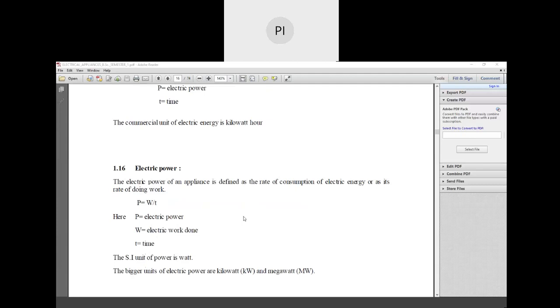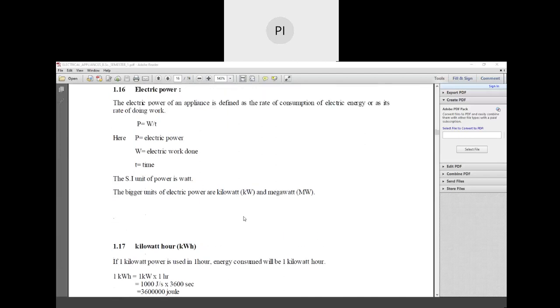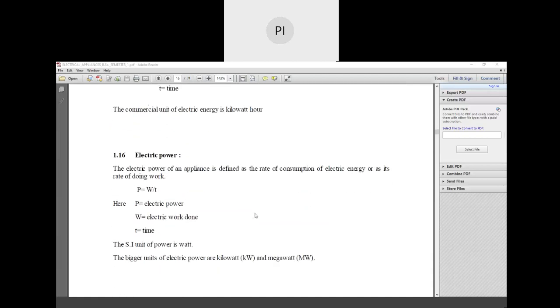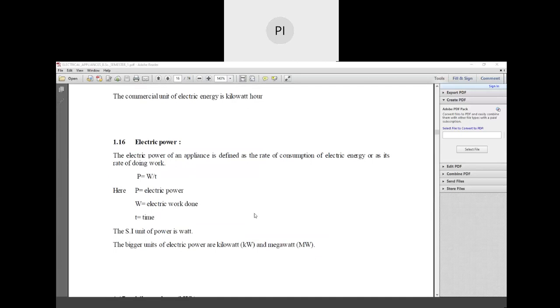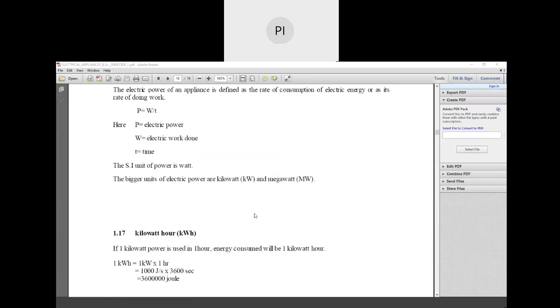Kilowatt or megawatt. Kilowatt hour. What is kilowatt hour? That is the electrical energy unit. The bigger unit of electric power is kilowatt or megawatt, and kilowatt hour is the unit for electrical energy.